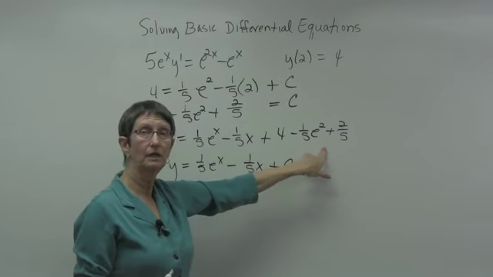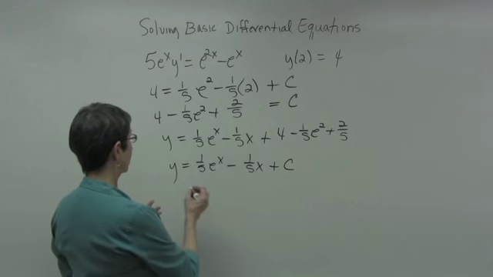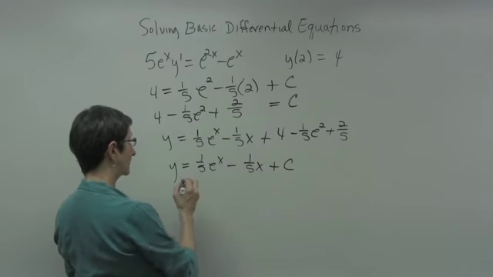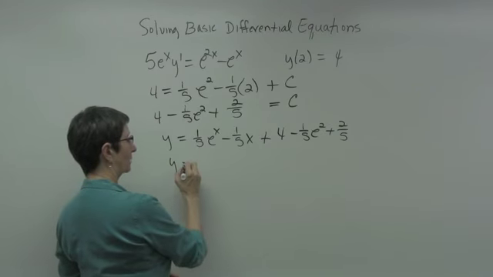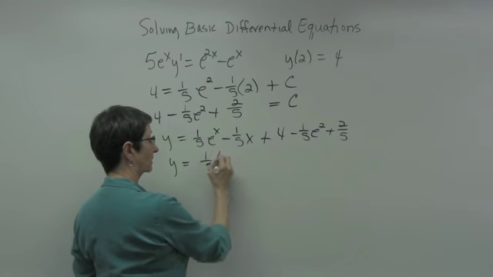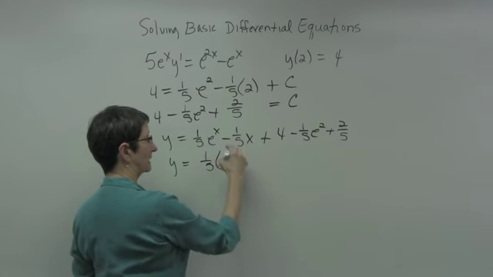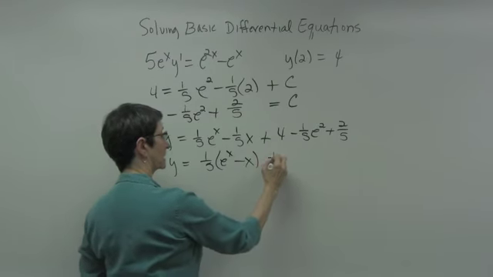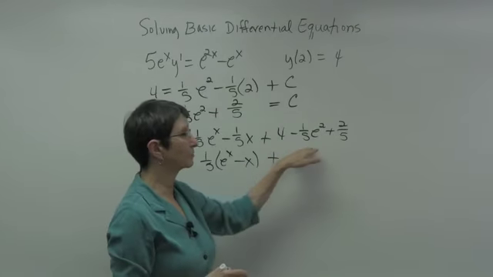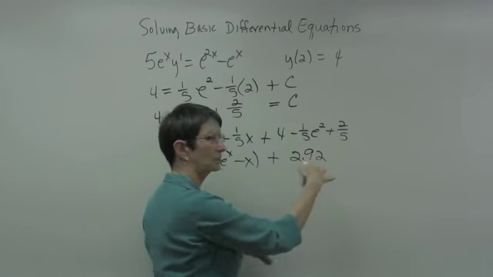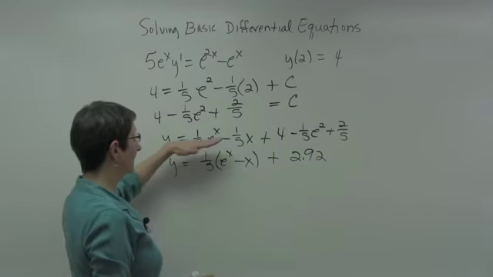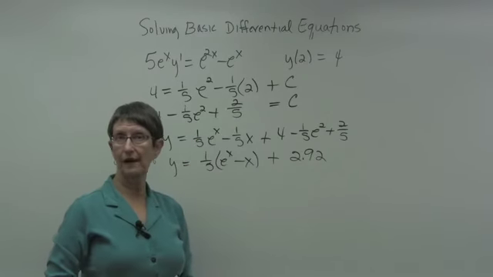Sometimes a decimal approximation works better. Another way you could write it, I could put y equal to 1/5, factor it out, e to the x minus x, plus, and then get a decimal value for this, which is something like 2.92, something like that. So either way to write this differential equation is fine.